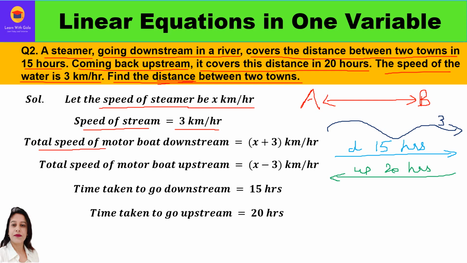So the total speed of the motor boat downstream, when you are going downstream, your speed and the speed of the stream will be added, that is x plus 3. And the total speed of the motor boat when you are coming upstream, then your speed will reduce with the speed of the stream, because now you are rowing your boat against the flow of the water. So now it is x minus 3. Now time taken downstream is 15 hours, time taken upstream is 20 hours, right? So this much you have understood. Let us move further.